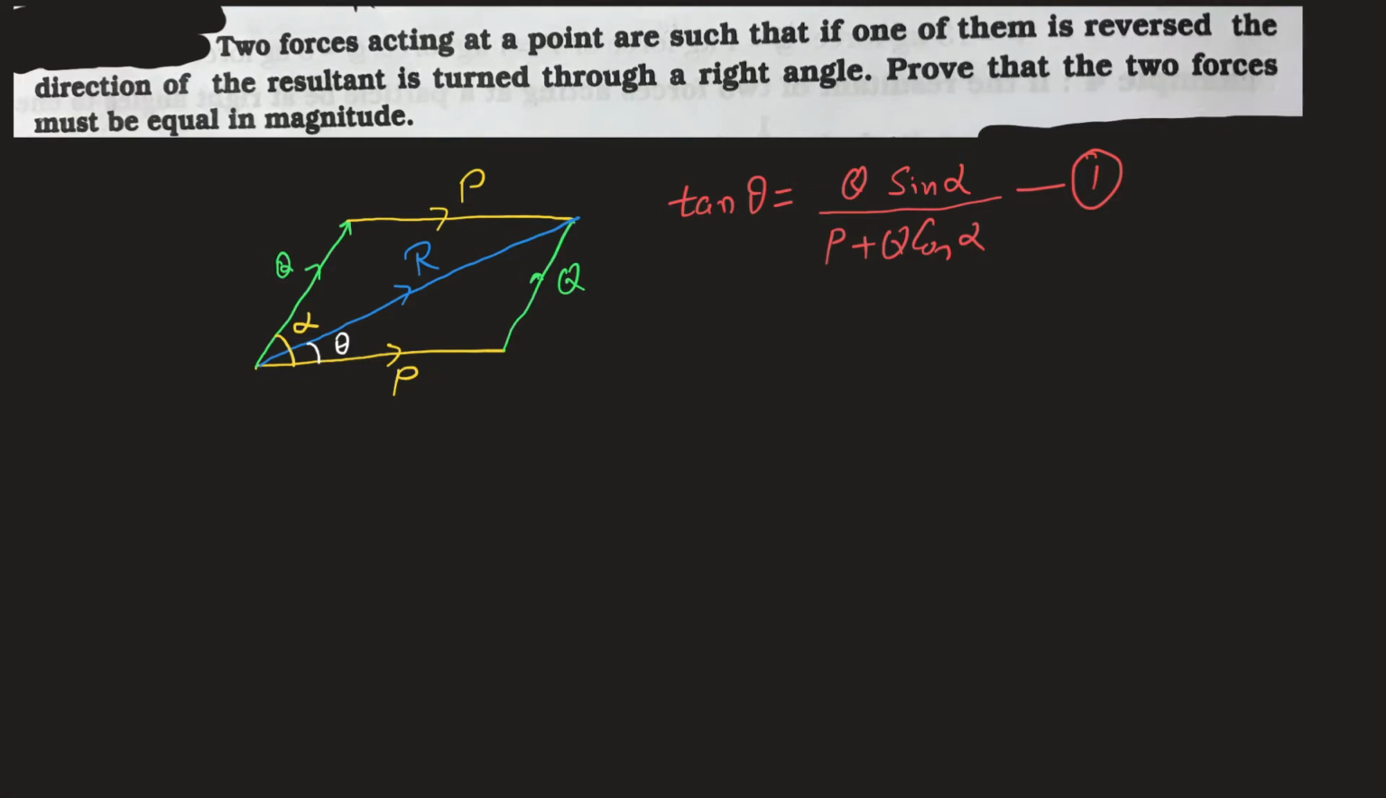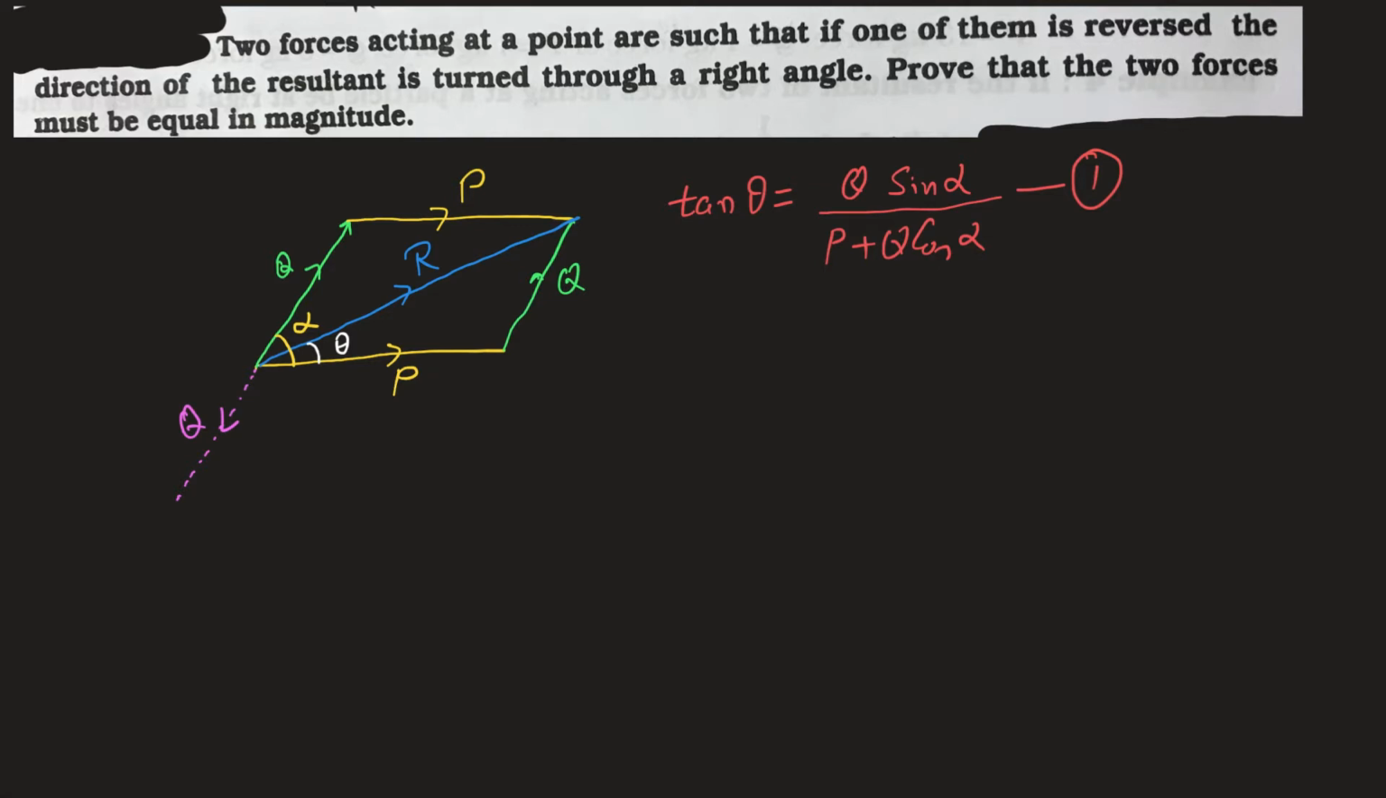Now let us do whatever is given in the statement: two forces acting at a point are such that if one of them is reversed, let us say we reverse Q. What is the meaning of reversal? We are going to take the force of the same magnitude but in the opposite direction, opposite to Q. You will write in the language that we have reversed the Q. Say this is the reverse and of the same size. This is reverse Q.